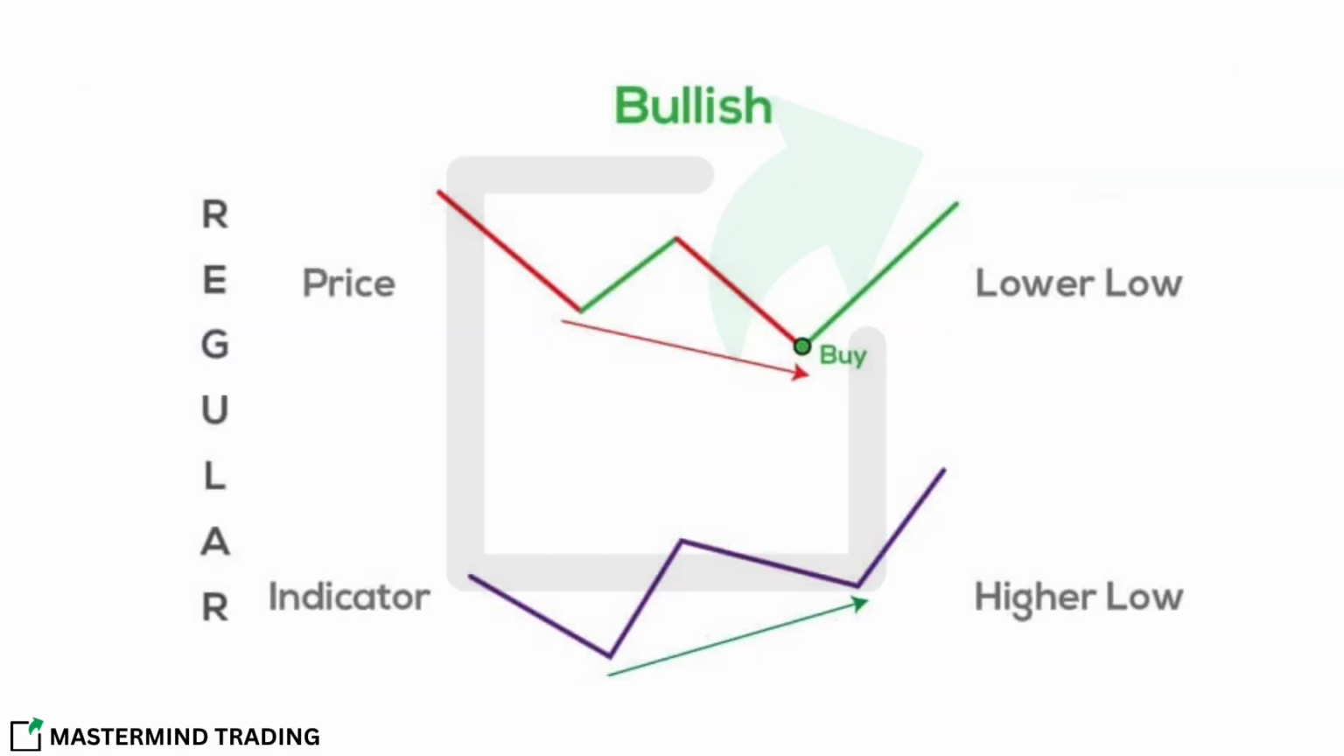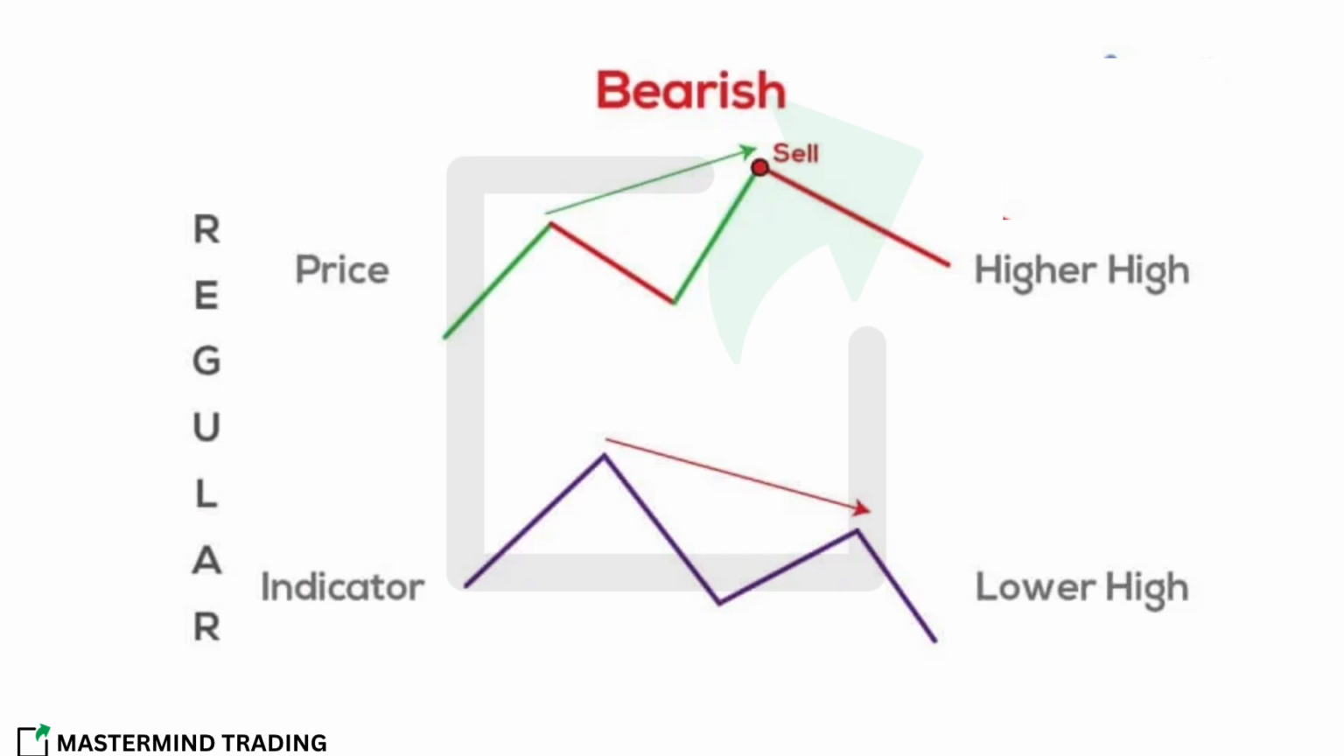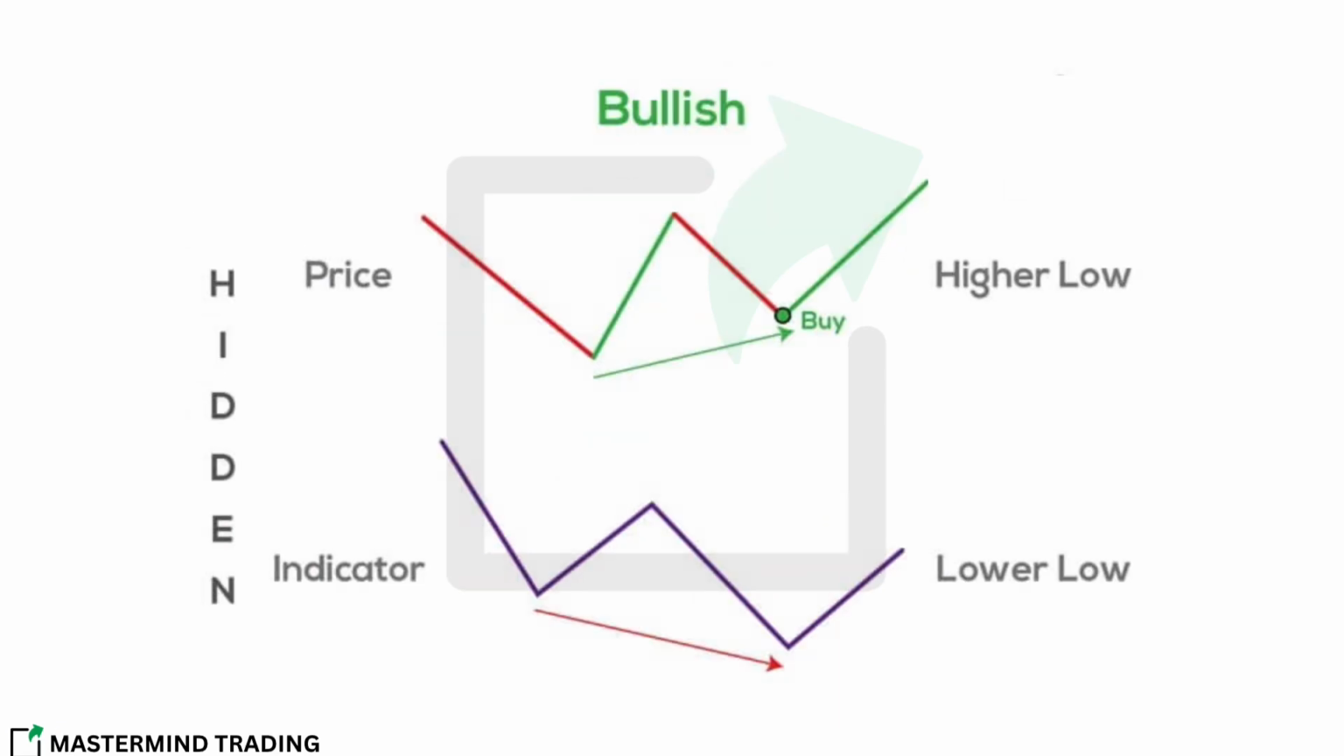The regular bullish divergence occurs when price is making a new low and the indicator is making a new high, signaling the start of an uptrend. Meanwhile, the regular bearish divergence occurs when price is making a new high and your indicator is making a new lower high, signaling the start of a downtrend. This would usually signify that the trend is weak and might be beginning to reverse.